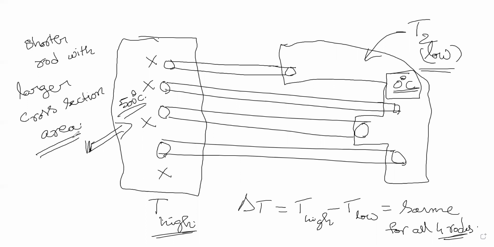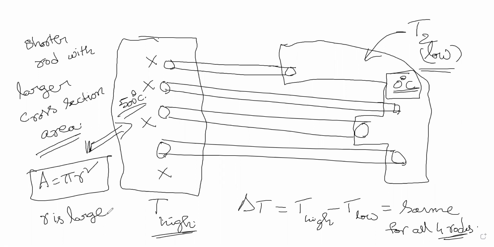Look for the shorter rod with larger cross-section area. Cross-section area, how to calculate here? A is pi r square. Here cylindrical rods are given. Whichever r is more, r is large, A is large. So that's the idea. Based on this idea, we have solved this particular problem.